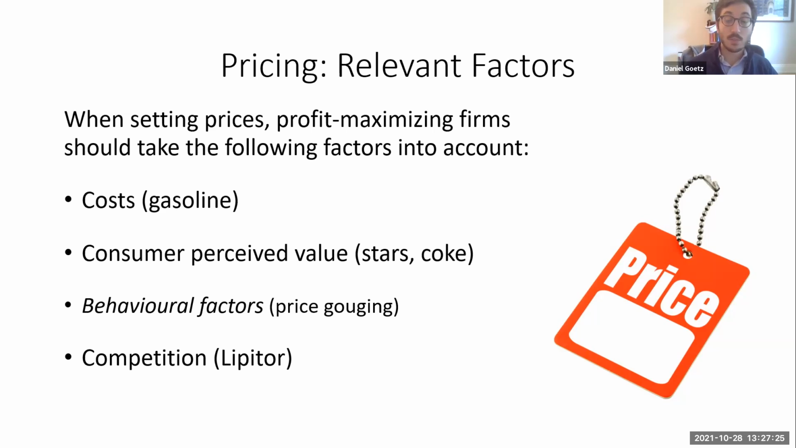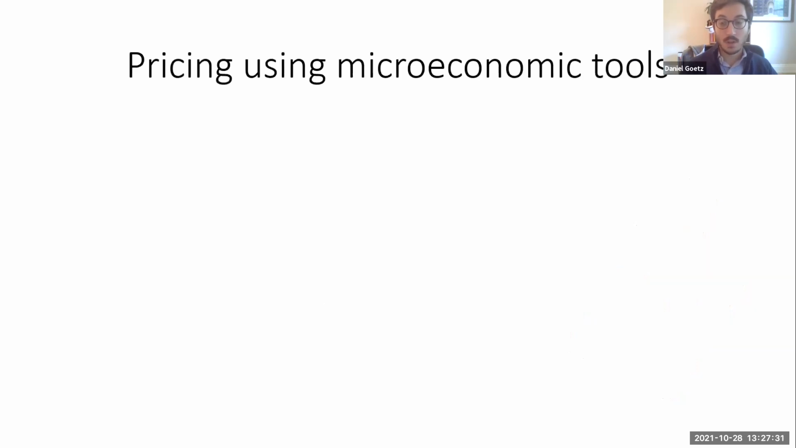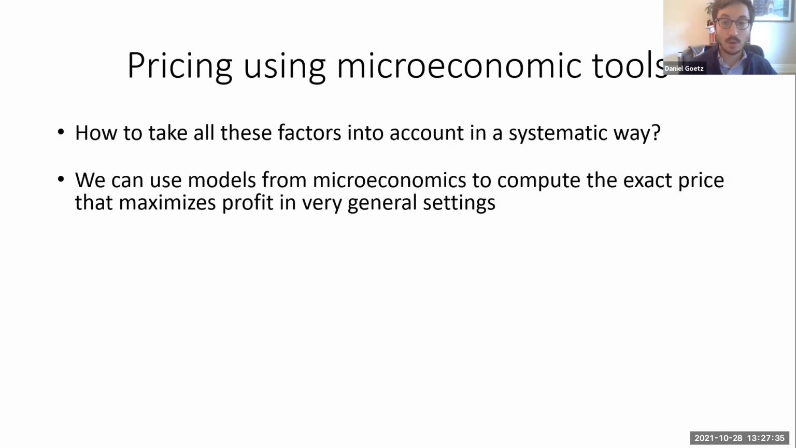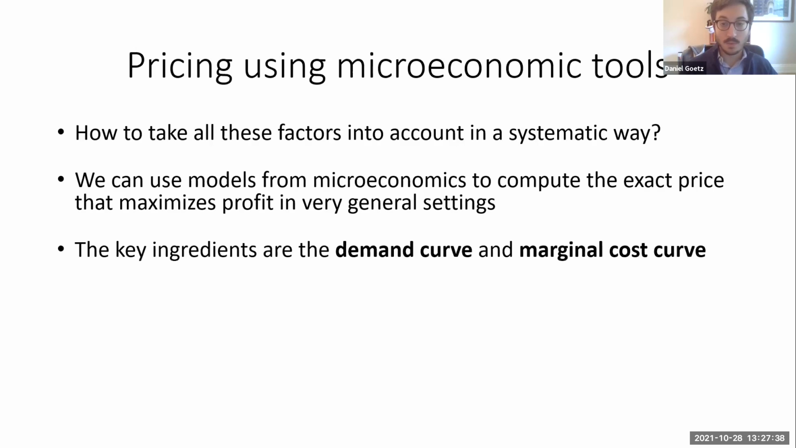Now, is there a way to bring all of these things together to set an optimal price, taking into account all of these factors? There is, and we're going to talk about it in a few slides. Basically, what you need are two things: the demand curve and the marginal cost curve. And if you have those things, then you can use those objects to maximize profits in a very general way by setting the optimal price.